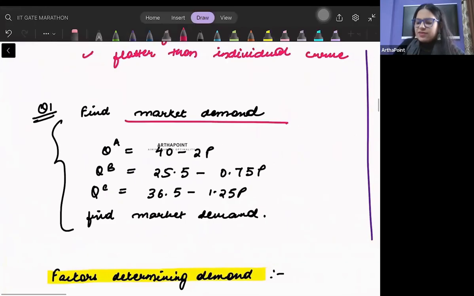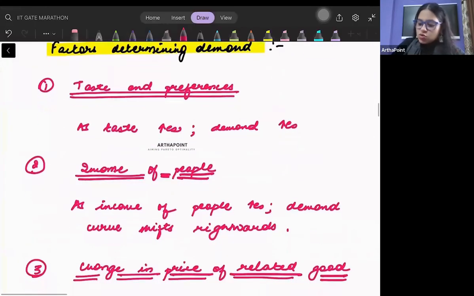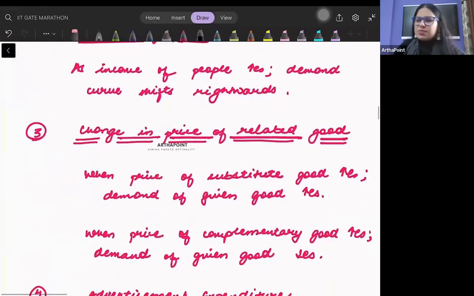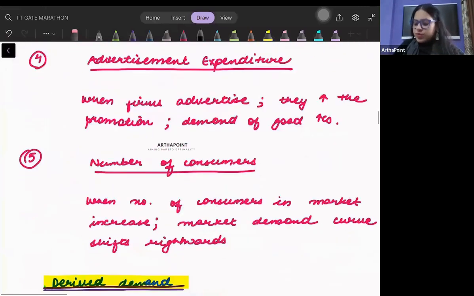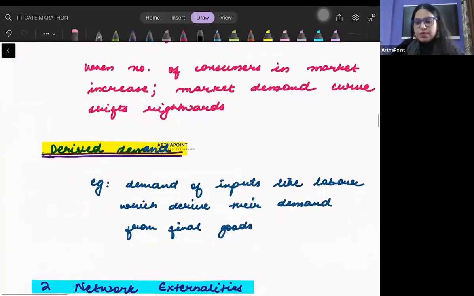Okay. Now we have factors determining demand. I am leaving this to you, beta. Just read this out: income, taste, substitute good prices, complementary good prices. Read this once.